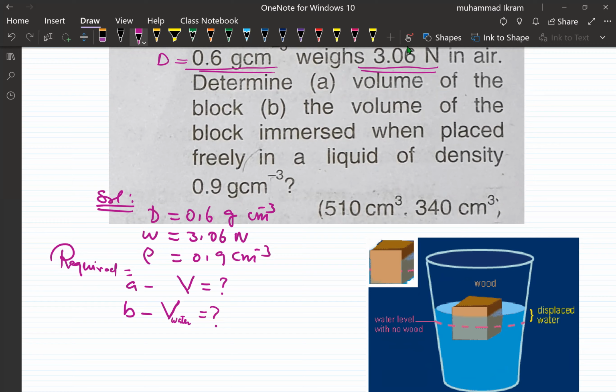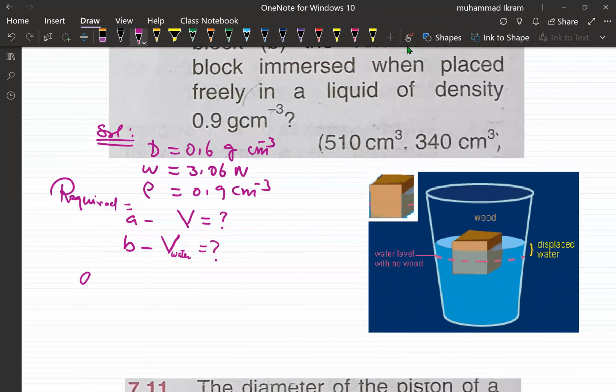So the first one, let's see. The first one is what? Solution. A. What is volume? Volume is equal to mass by density of the object. Now, where will the mass come from? You know, W is equal to M into G. So what will be the mass? Mass will be equal to W by G. So you do it that way. Now you will get the volume of this object, and it will come this way.